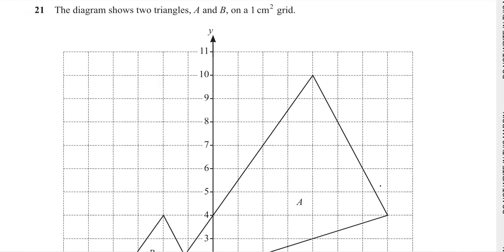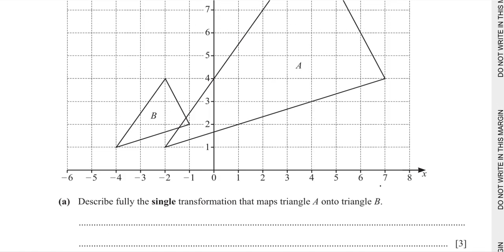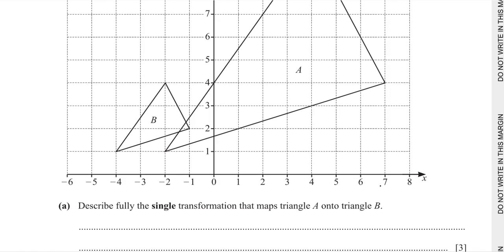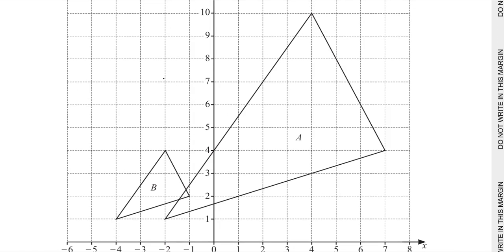The diagram shows triangle A and B on a 1 centimeter grid. Describe fully the single transformation that maps triangle A onto triangle B. By looking at the shapes, you can see that triangle B has been enlarged to triangle A. Whenever we are talking about enlargement, we have to connect the same points to each other to see where they actually meet. So let's continue the line until we reach a certain point.